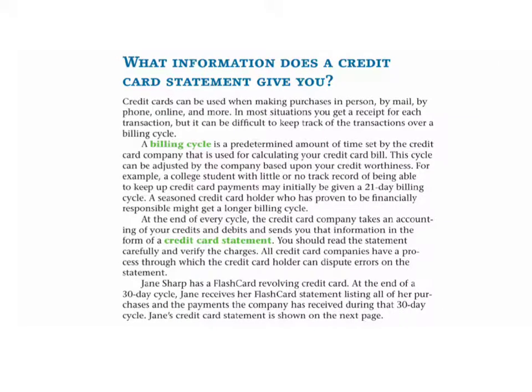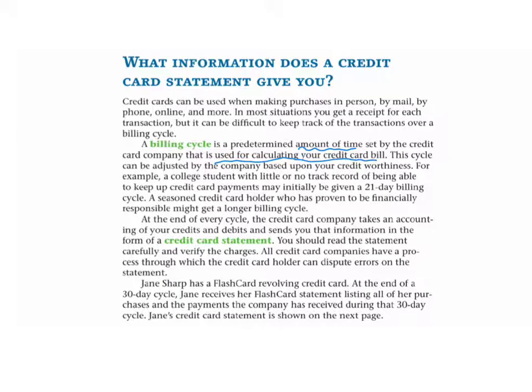All right, here is the first few paragraphs of our reading. It says, what information does a credit card statement give you? Credit cards can be used in making purchases in person, by mail, by phone, online, and more. In most situations, you get a receipt for each transaction, but it can be difficult to keep track of the transactions over a billing cycle. A billing cycle is a predetermined amount of time set by the credit card company that is used for calculating your credit card bill. So there you go, a billing cycle. Amount of time used to calculate your bill.